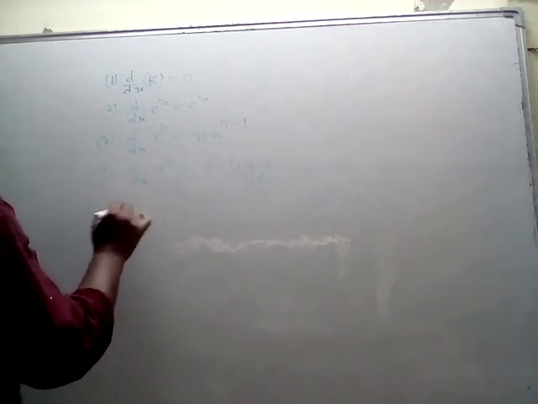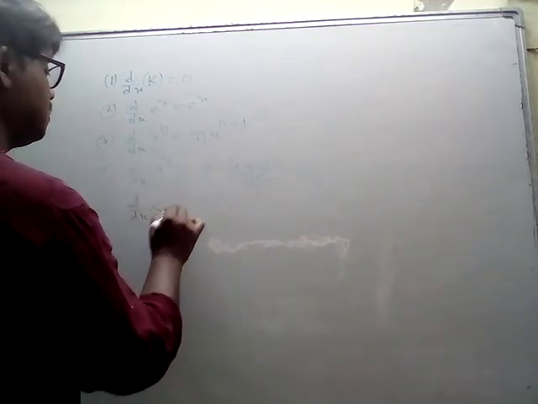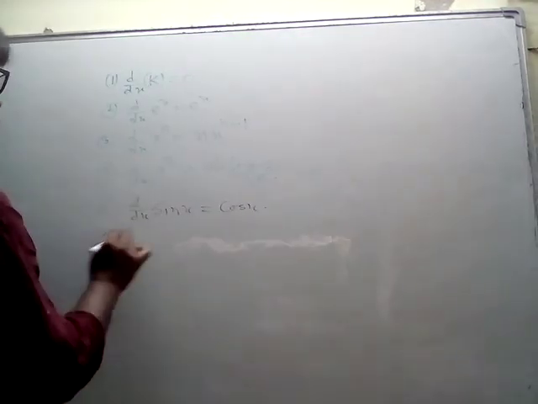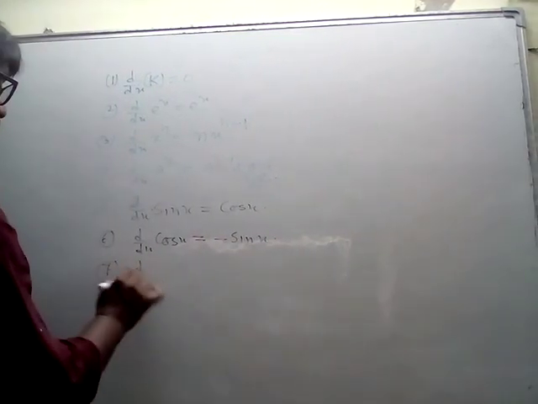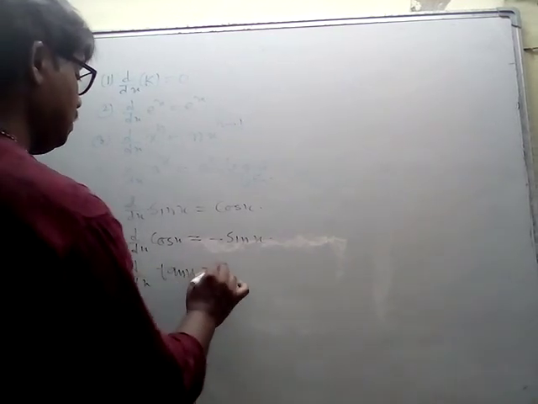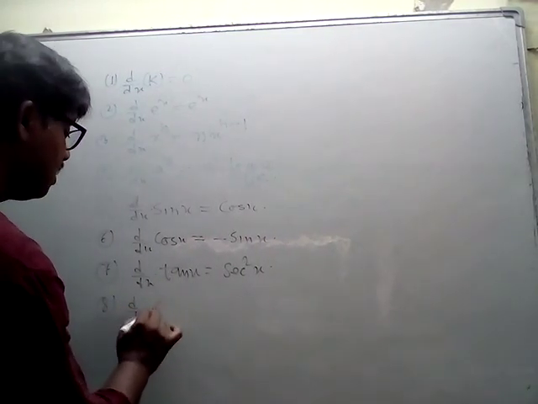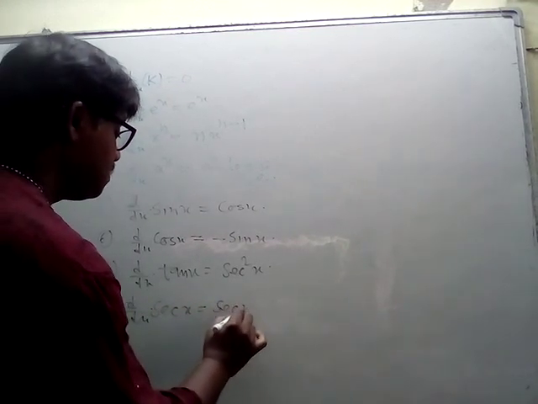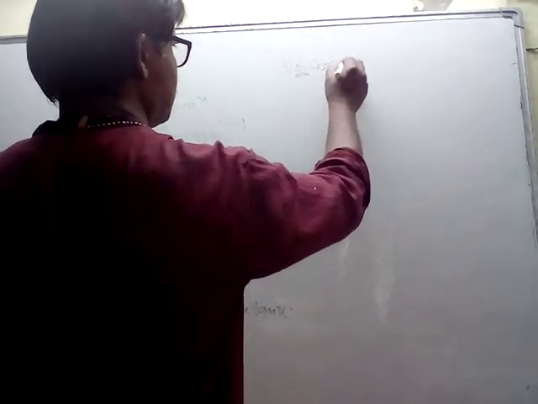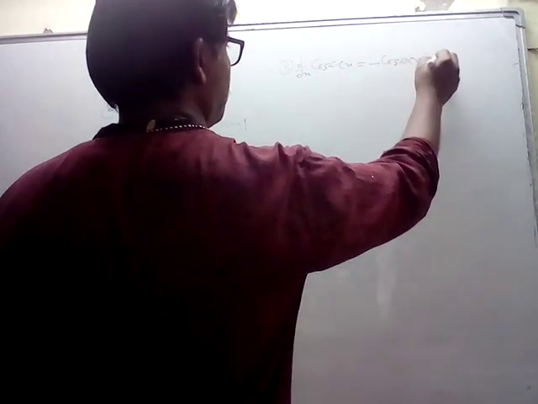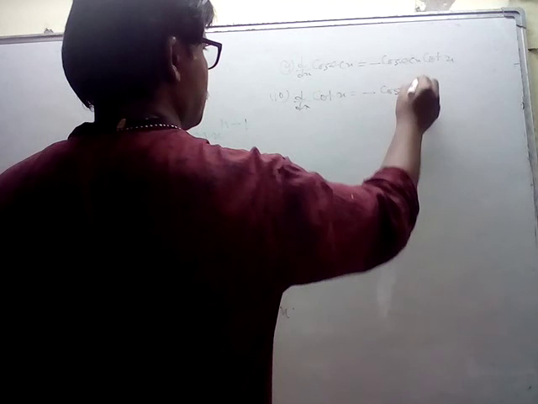Number 5, d/dx of sin x equals cos x. Number 6, d/dx of cos x equals minus sin x. Number 7, d/dx of tan x equals sec square x. Number 8, d/dx of sec x equals sec x tan x. Number 9, d/dx of cosec x equals minus cosec x into cot x. Number 10, d/dx of cot x equals minus cosec square x.